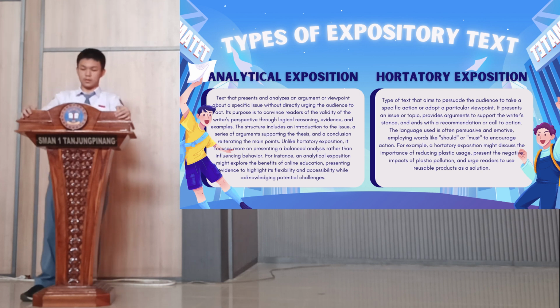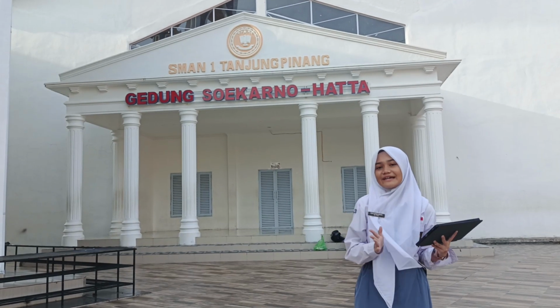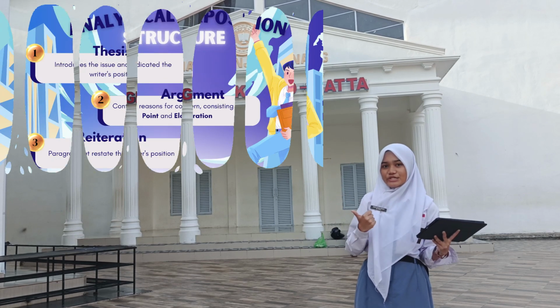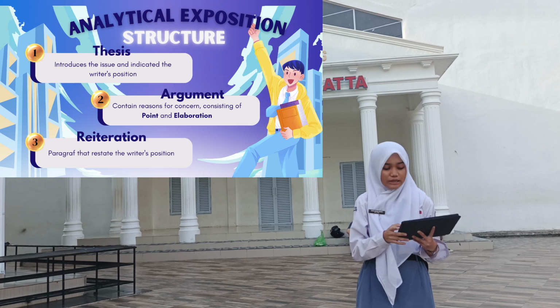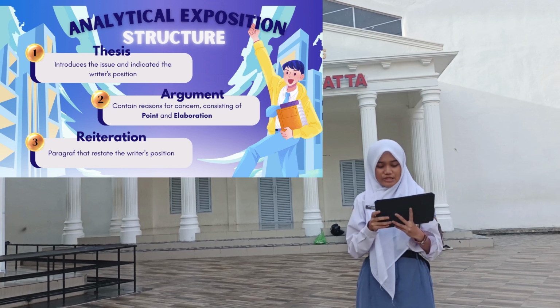It's a type of text that persuades the audience to take a specific action. It presents an issue or topic, arguments to support the writer's stance, and ends with a recommendation. Okay guys, the structures of analytical exposition and hortatory exposition are almost the same, which differ only in the reiteration and recommendation sections.